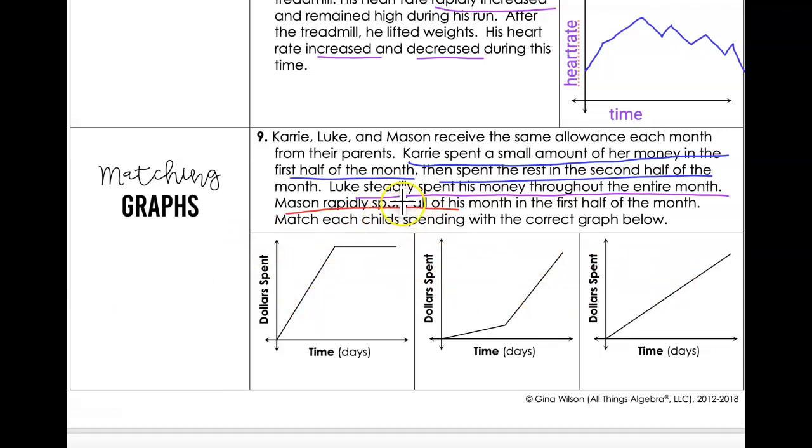So since I know Luke steadily spent his money, that means that his graph just increases at a constant rate. So this graph represents Luke. Carrie spent a small amount and then spent the rest of the money later. So here we're spending just a little bit, then we're spending more, so this is Carrie. And then our last kid here, Mason, he rapidly spent everything. So he spends all his money, and then he has nothing left to spend. So this graph represents Mason.